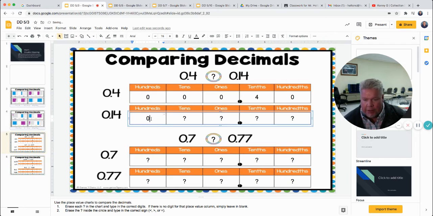We have 0 hundreds, sorry. How many tens do we have? We have 0 tens. How many ones do we have? We have 0 ones. How many tenths do we have? We have only 1 tenth. How many hundredths? We have a 4 in the hundredths place. So looking at this, the place value, 0, 0, 0, a 4, and a 1. So 4 tenths is larger.